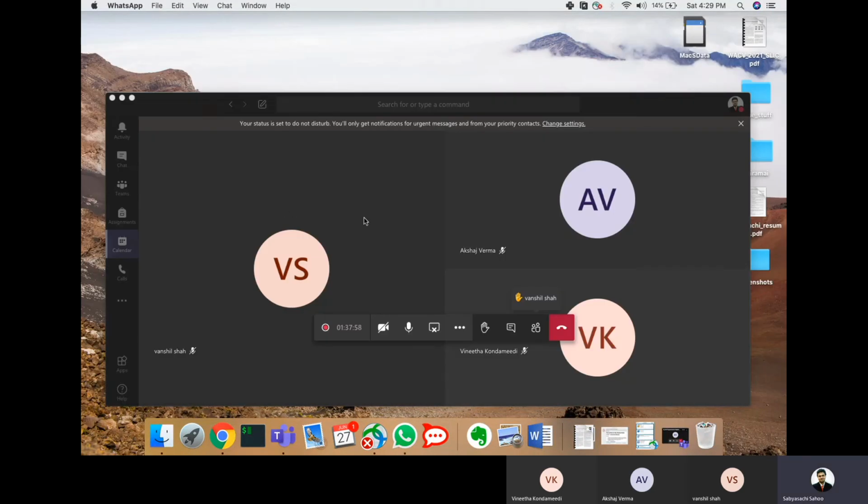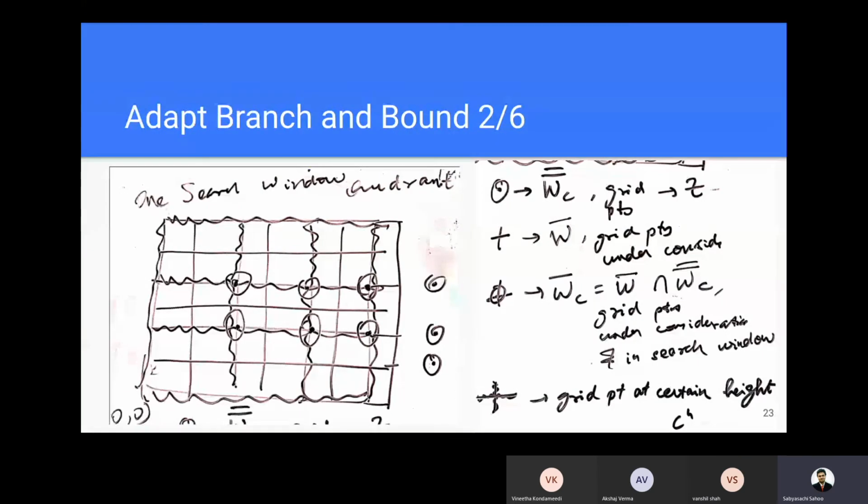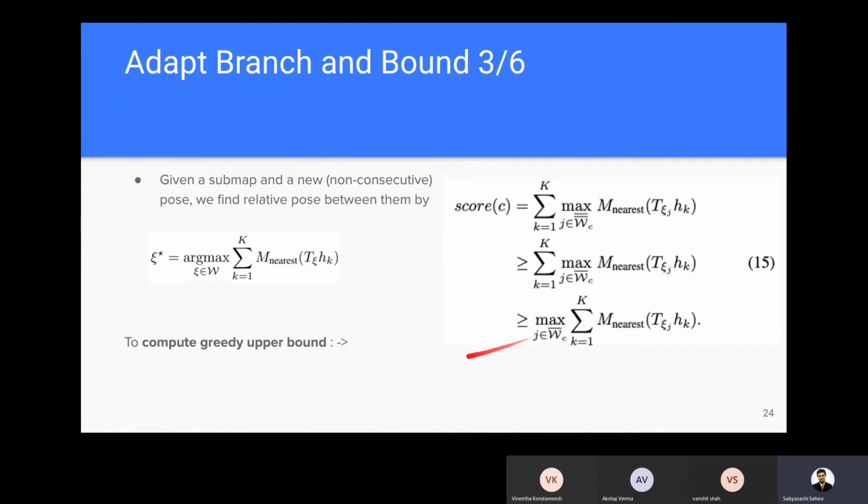Okay. Yeah, Vansil, you have your hand raised. Any question? I don't have any. Oh, okay. Any questions so far? I think this is just terminology, what WC bar is. I'll go forward.